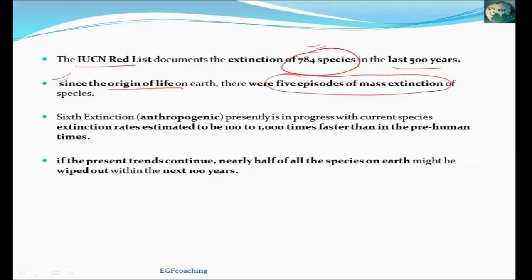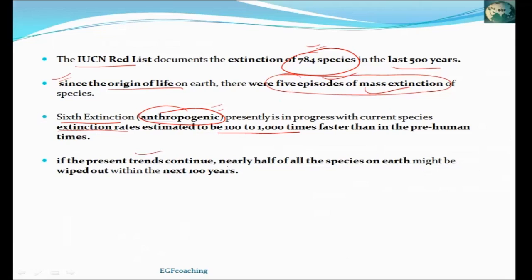Actually, species extinction is a natural process because Earth's climate keeps on changing, but we have accelerated the rate of extinction. So 5 mass extinctions have already occurred, which were natural. The 6th mass extinction is currently going on, which is anthropogenic, as it is happening because of human interference with nature. So now the rate of extinction is very high, 100 to 1000 times more rapid. It means earlier species used to become extinct slowly, but now they are becoming extinct very fast.